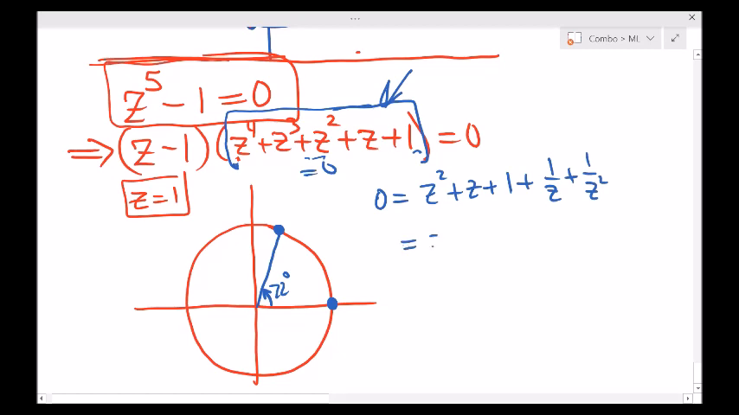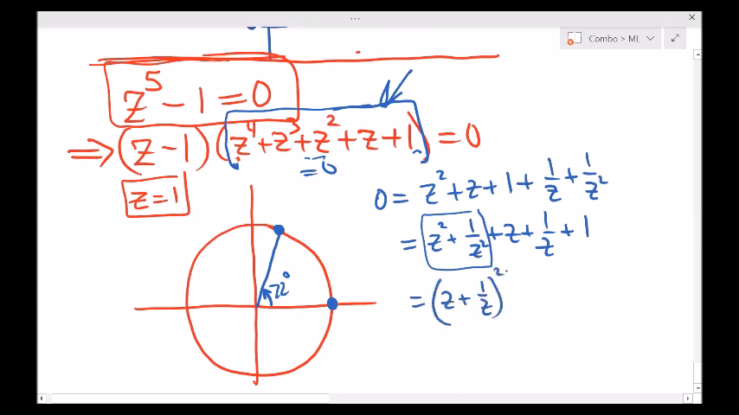So I can group them as z squared plus 1 over z squared, plus z plus 1 over z, plus 1. Suddenly, I feel like completing this into a square: z plus 1 over z, squared. Well, I also need to subtract 2 from this. I will do it in the end. Plus z plus 1 over z. And then I still have a 1 minus 2. So that's a minus 1 now.